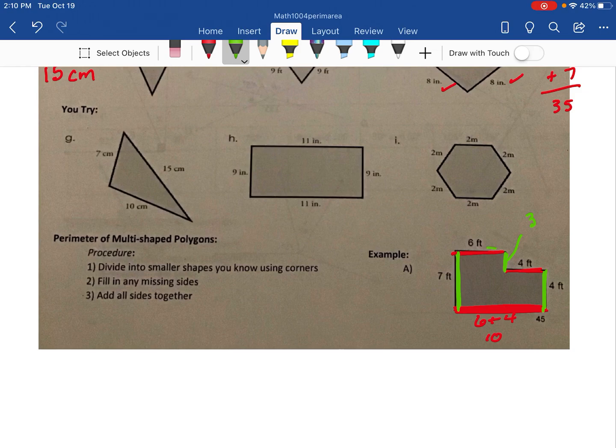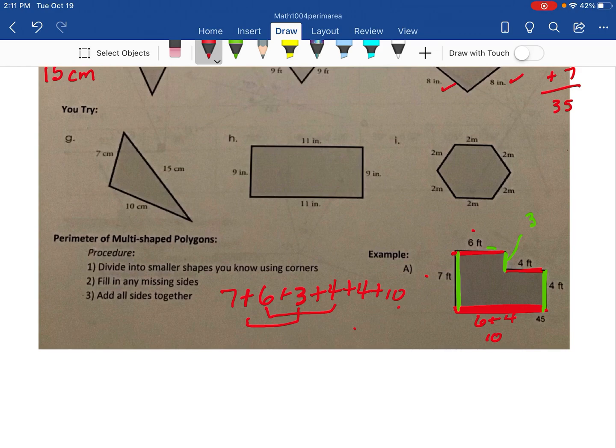So my total is going to be 6 plus 4 plus 3 plus 4 plus 10 plus 7. I should do that in a different order and go around the shape in a circle. So I'll start here: 7 plus 6 plus 3 plus 4 plus 4 plus 10. Then just add them up. 7 and 3 makes 10, 6 and 4 makes 10.